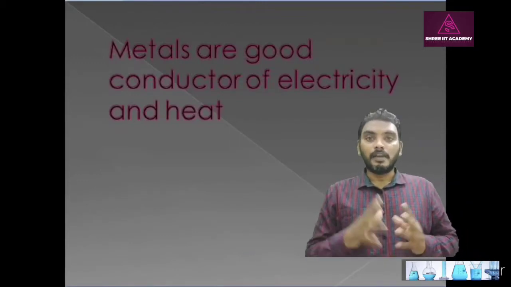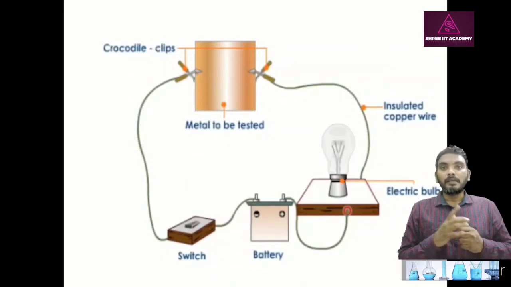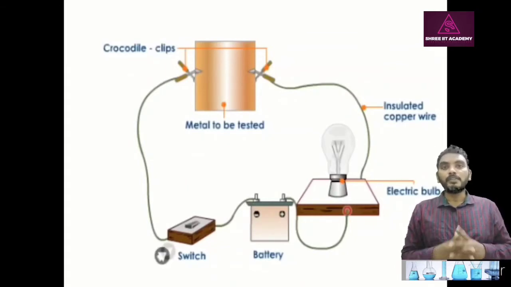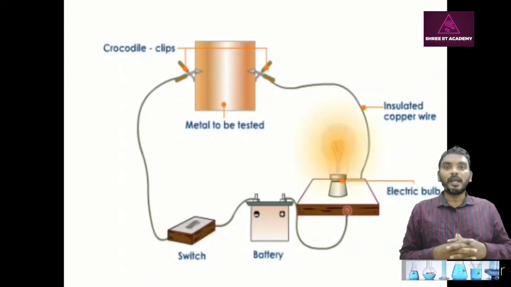How it works, I have shown you in one video. Here, the total circuit is connected to a metal, and a bulb is connected with it along with a battery. Whenever we turn on the switch, the current flows throughout the circuit, and finally the bulb will glow. By this we are saying that metals are good conductors of electricity.